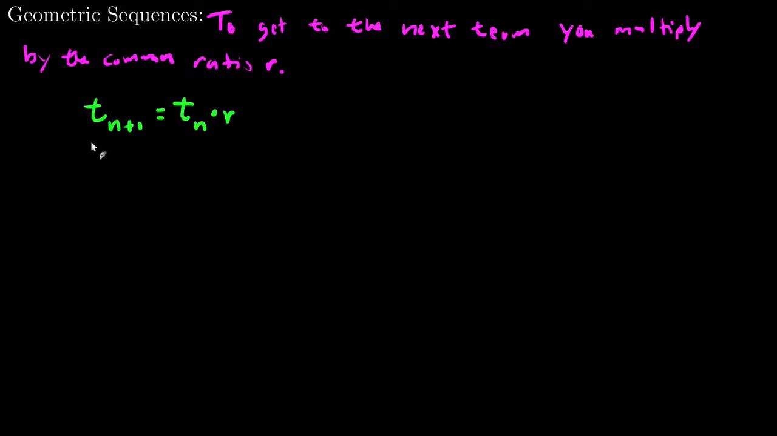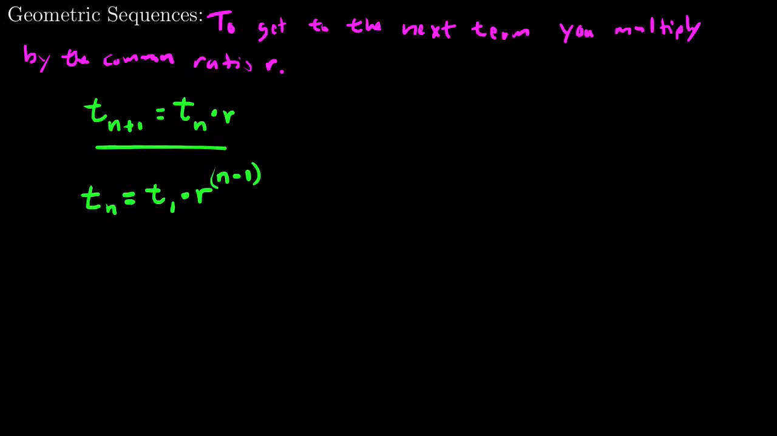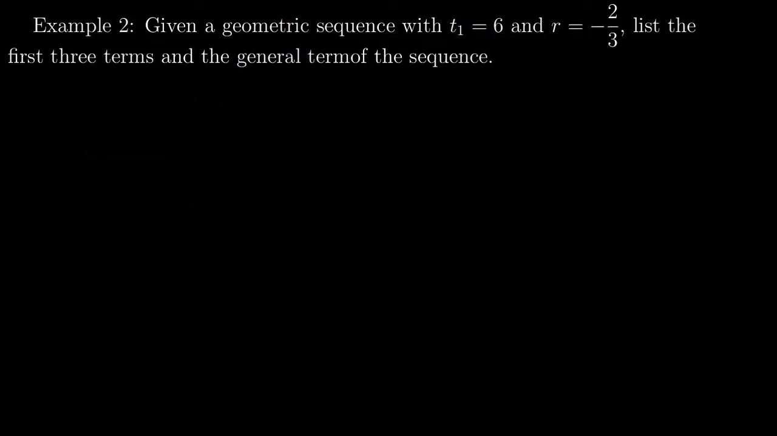So a closed form of that, don't cross it off, just underline it, is this. To get to the nth term, I will take the first term and multiply by r n minus 1 times. Notice this n minus 1 is an exponent, because if I multiply by r times r is r squared, r times r is r cubed. When I multiply by r repeatedly, I get an exponent. Just like if I add repeatedly, I get a product. So that's worth noticing. And here's an example of that.